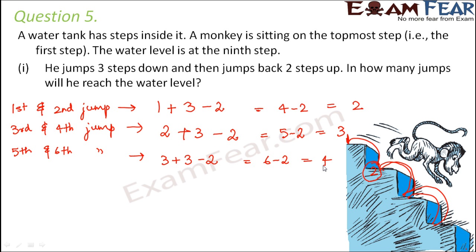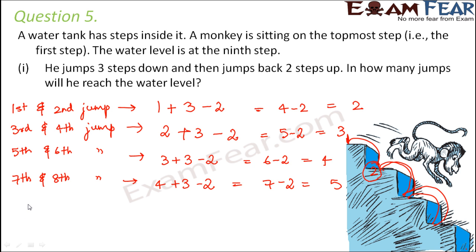And at which step does it have to reach to get the water level? It has to reach step number 9. So we have to find out at which jump it is able to reach step number 9. So after the 7th and 8th jump, what happens? 4 plus 3 minus 2, that is 7 minus 2, which is equal to 5. So he is able to reach step number 5.